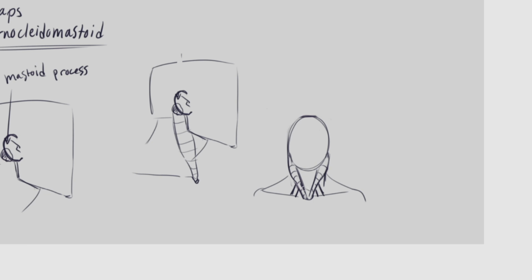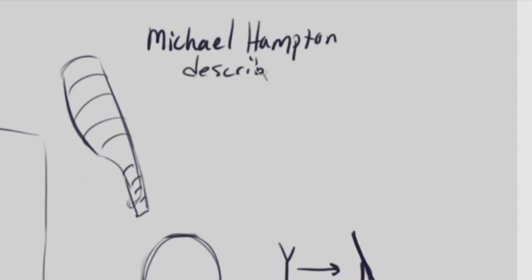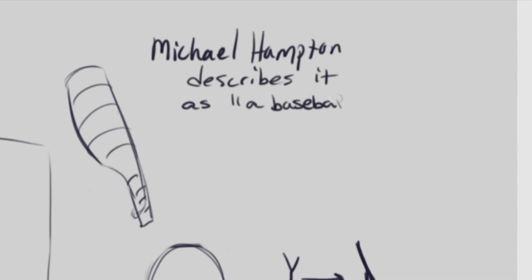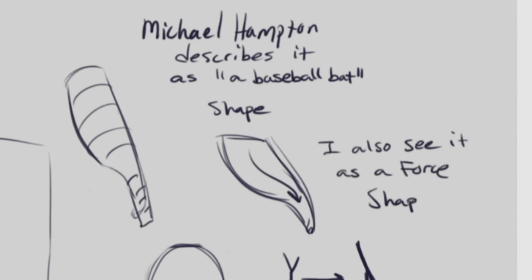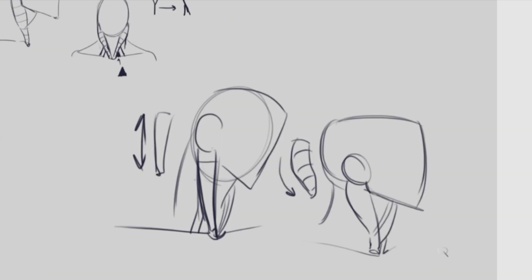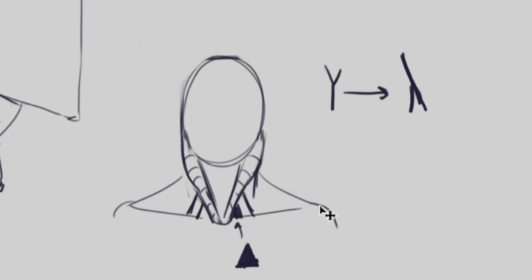In terms of shape, it's thicker at the top before tapering towards the neck. Michael Hampton describes this shape as looking like a baseball bat, and it also reminds me of a force shape as well. If you've seen Mike Montesi, you know what I'm talking about. Keep in mind squash and stretch. Also, it splits at the pit of the neck, connecting to the collarbone right next to the pit, making an upside-down Y shape and tiny triangles right here.